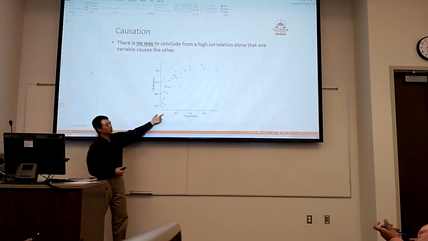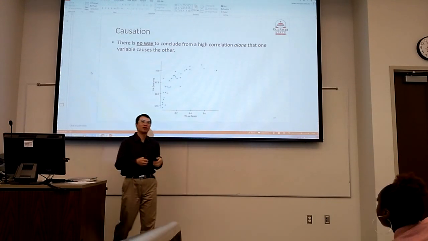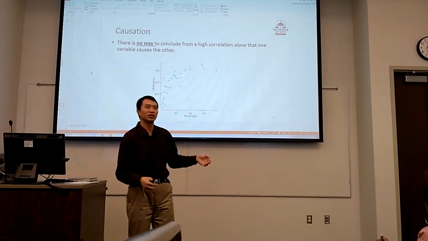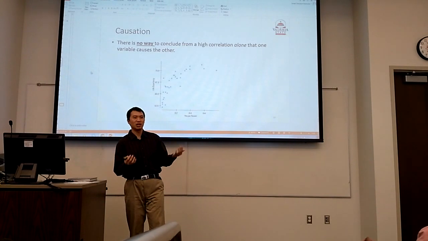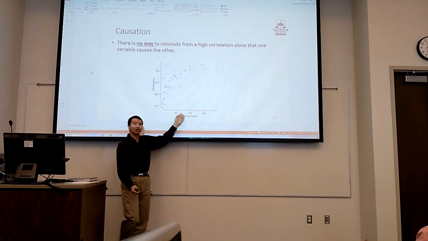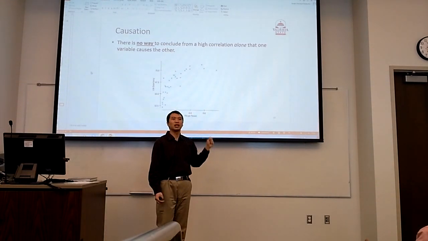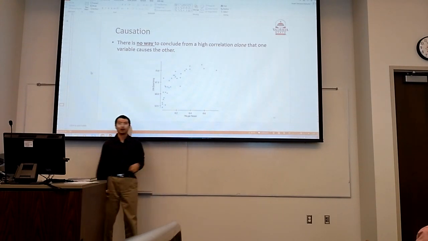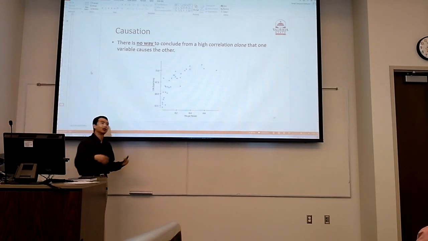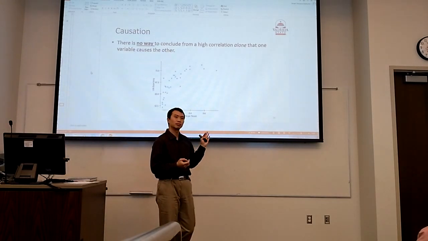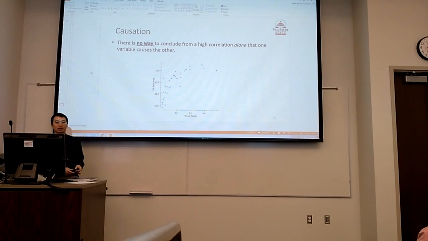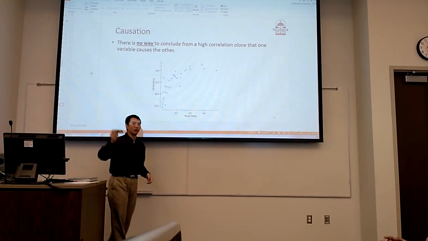So that means, if I have one TV, probably I will live to about 60 years old. But if I have 5 TVs, does that mean I will live to 100 years old? Probably not. But here in this figure, it has a strong correlation. But it doesn't mean this variable, the number of TVs a person has, will contribute to a really long life. So that's the point we want to make. There's no way to conclude from a high correlation alone that one variable causes the other variable.